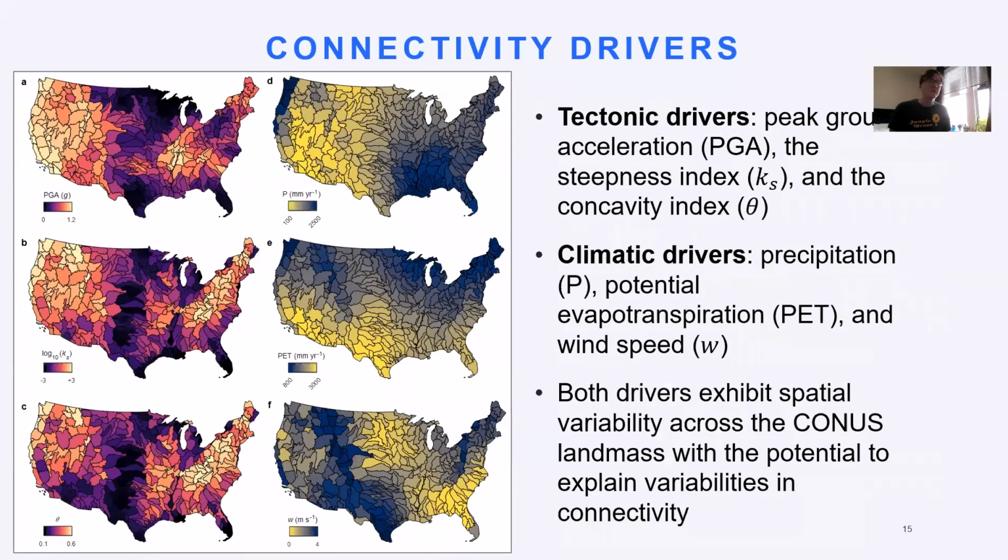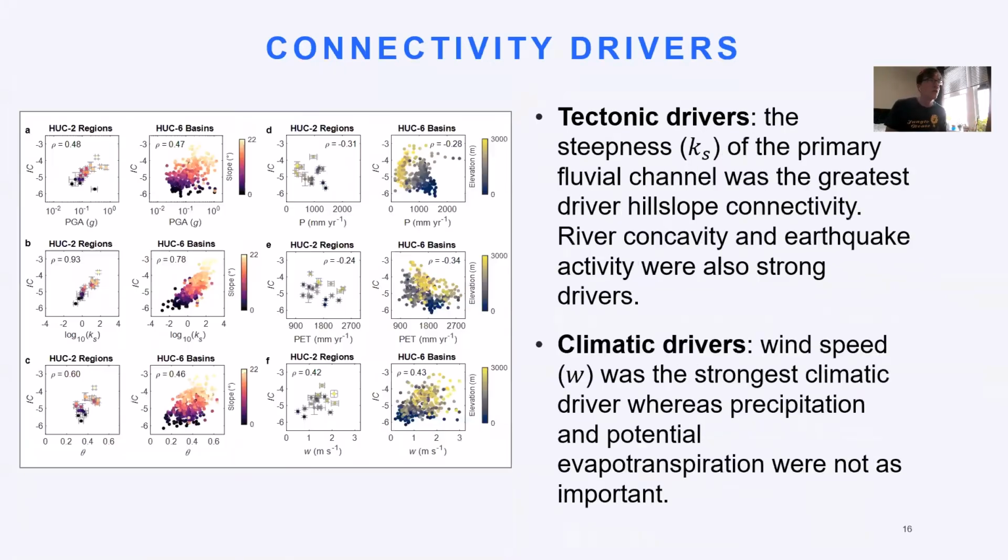So what about the drivers? Well, we looked at 3 tectonic drivers: peak ground acceleration, the steepness index, and the concavity index. And we looked at an array of climatic drivers, but I'm only presenting 3 here: the precipitation, the potential evapotranspiration, and the wind speed. And one thing to note is there's a high degree of spatial variability across the CONUS landmass. So perhaps this spatial variability in these drivers could also influence spatial variability in structural connectivity across CONUS.